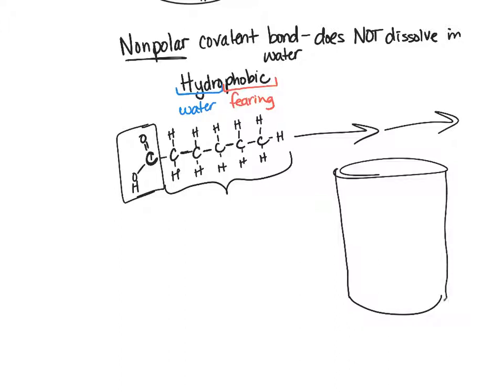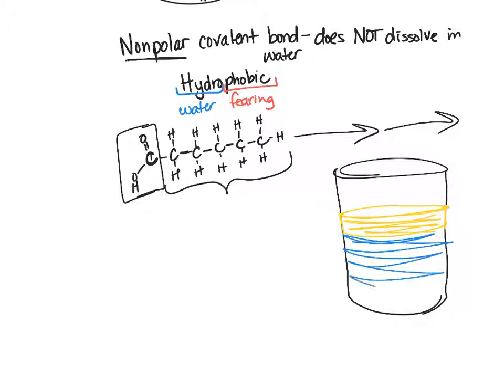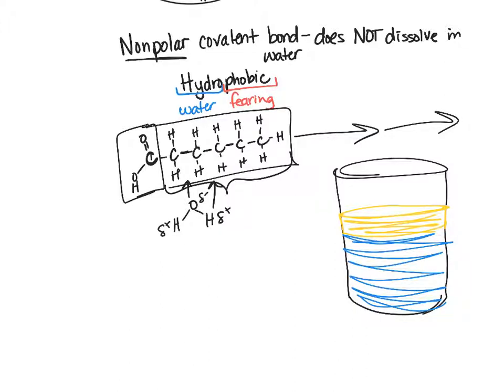And so what we end up seeing, if we have this container, is this oil just sitting right on top of the water that's below it. And that's because this is nonpolar. So even if we put something that has a partial negative, partial positive, there's nothing for it to interact with. There is no partial positive or partial negative in any piece of this long chain that we have here. And so then what we see is this separation.